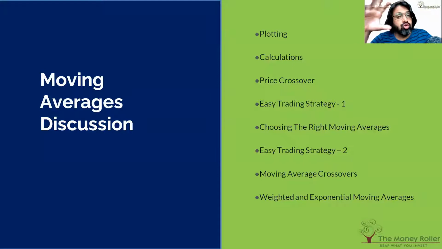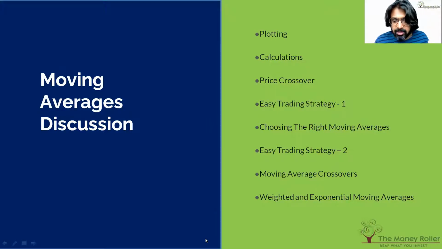Then we'll talk about choosing the right moving averages. Then another trading strategy based on moving averages. Then we'll talk about moving average crossovers. Now, this is the most commonly used thing for algo trading, right? And we will talk about different types of moving averages, that is simple, weighted and exponential. These are the most common types of moving averages. So let's start today's discussion.